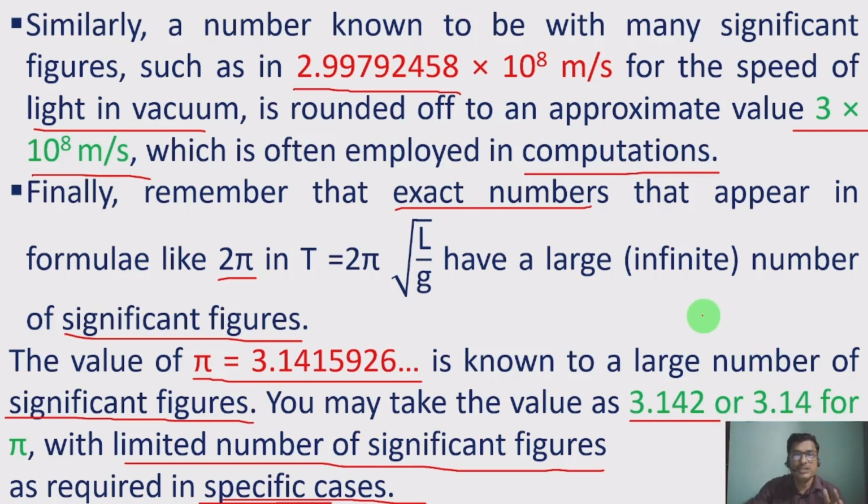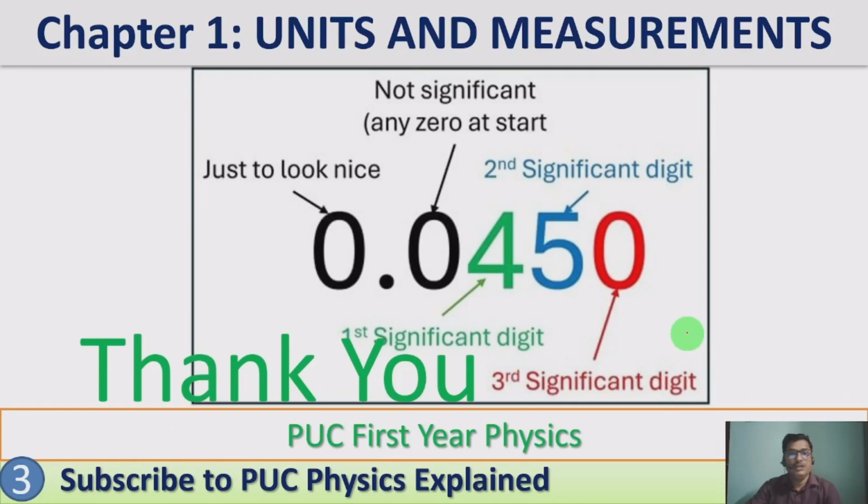And this is about rounding off the insignificant figures to the proper values, which will give a consistent calculation, and the result will be consistent with the original measured values. This is the third session of the first chapter, units and measurement. The remaining parts I am going to take in further sessions.